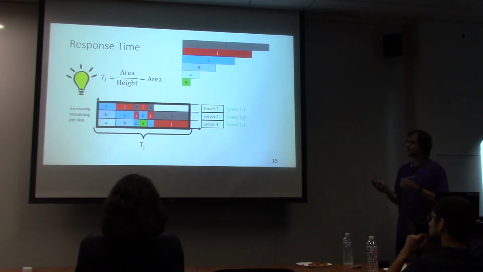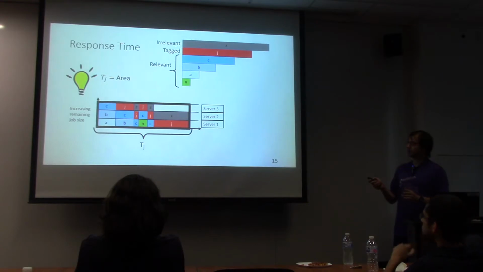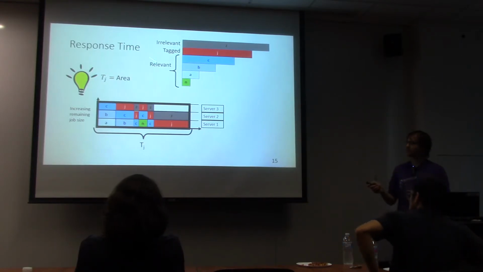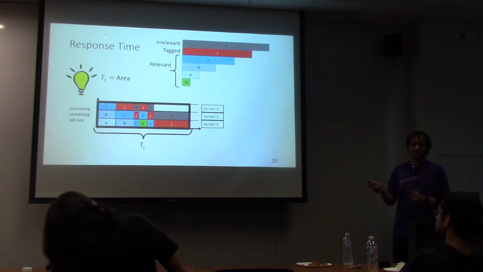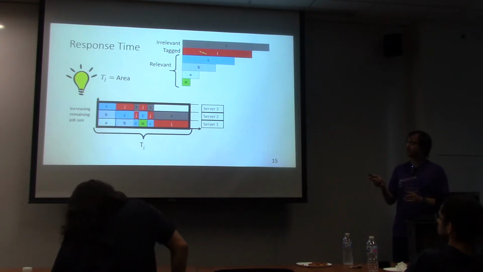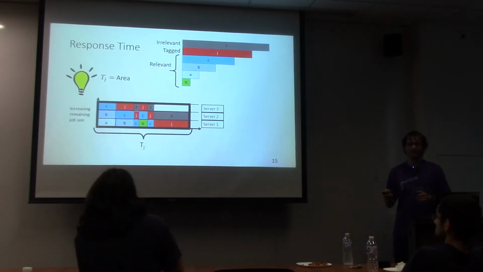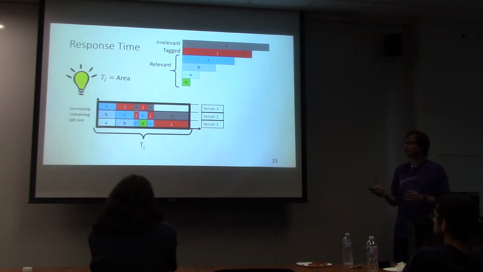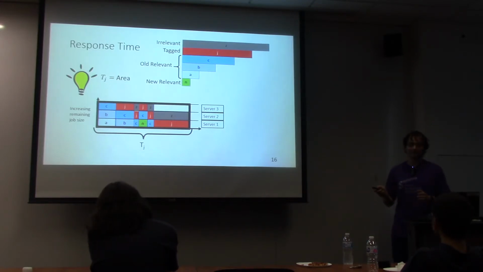All right, in order to bound this, we're going to split the work into various categories. In order to do that, let's think about the different types of jobs we have. So there's the tagged job, J. There's relevant jobs, which are the ones with smaller remaining size than J's remaining size, and irrelevant jobs, the ones with larger remaining size. We can actually break this up a little more. We can think of old relevant jobs, the ones that were in the system when J showed up, and new relevant jobs, the ones that arrived later.